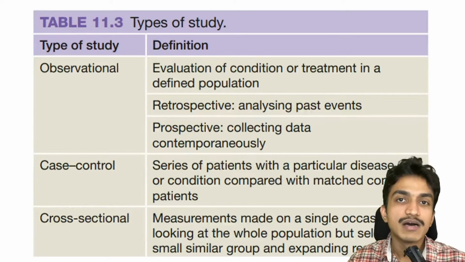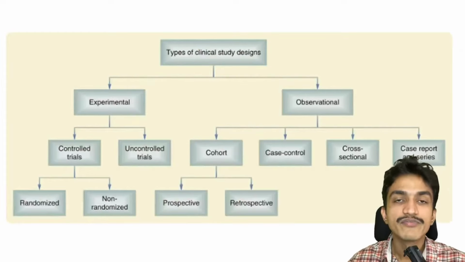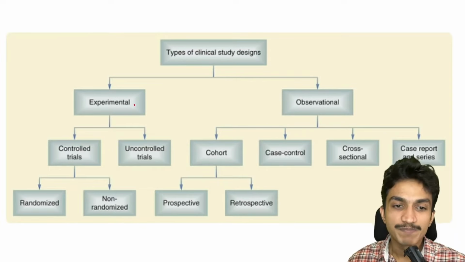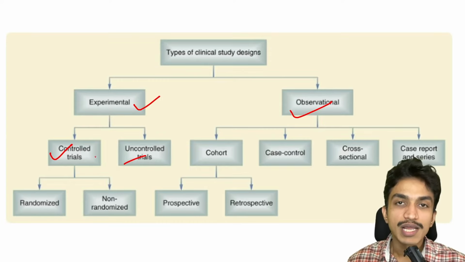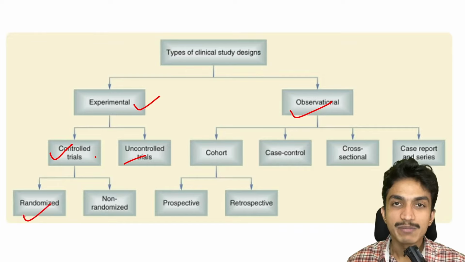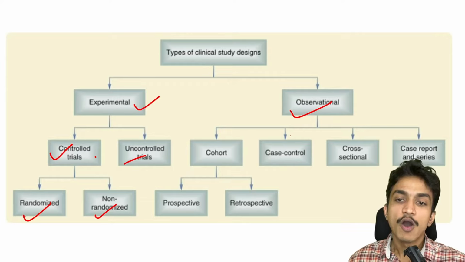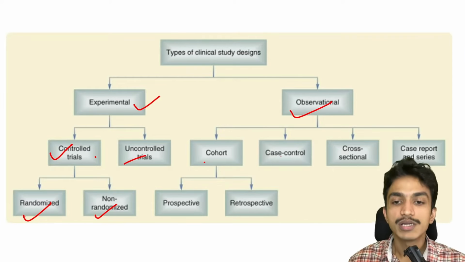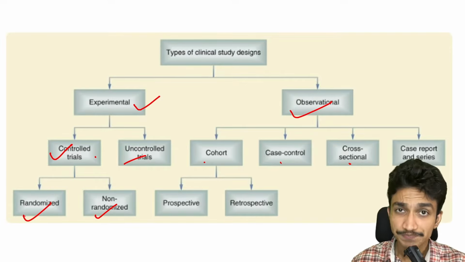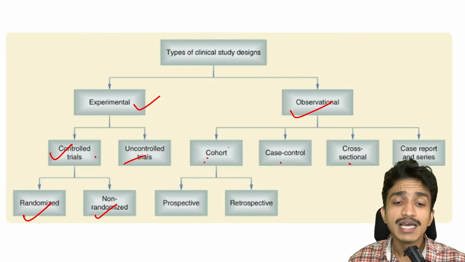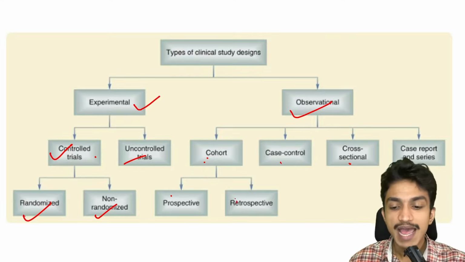Now we have seen about the test. Now we come to the types of study. To simplify it, it is divided by this flow chart. That is, it can be experimental and observational. Experimental are divided into controlled and uncontrolled trials. Controlled trials are again subdivided into randomized and non-randomized. Observational are divided into cohort, case control, cross-sectional and case report and series. Cohort studies are again divided into prospective and retrospective.